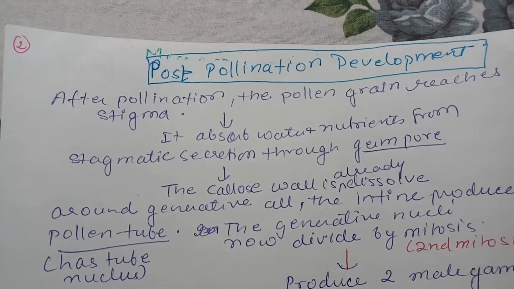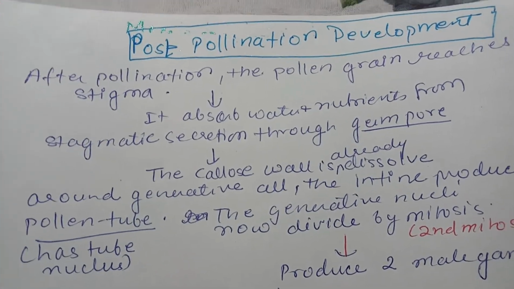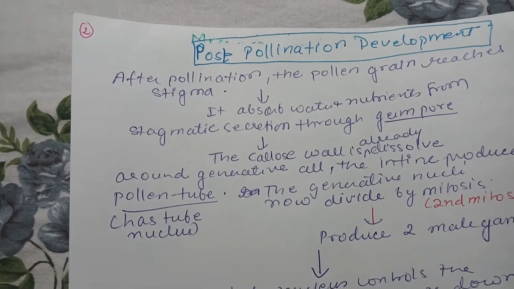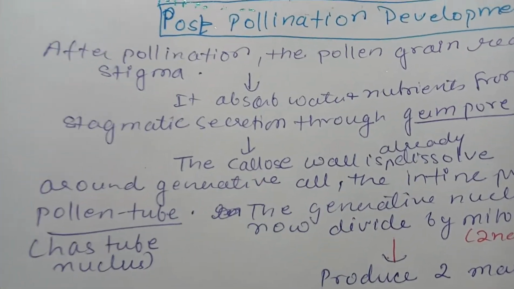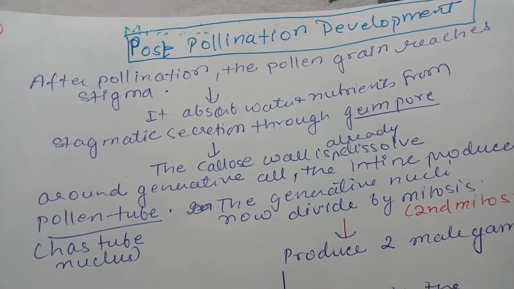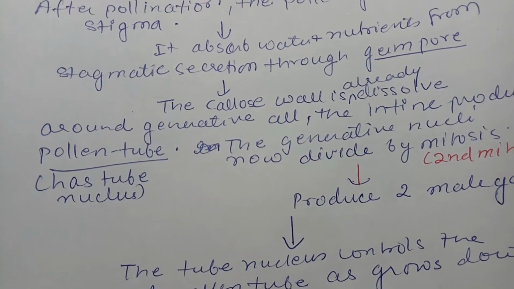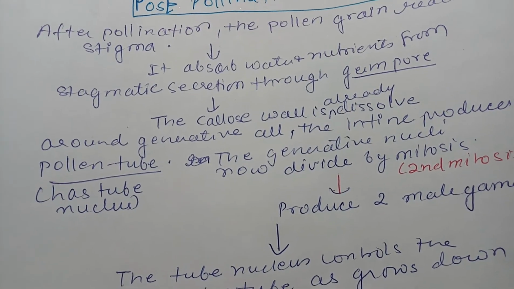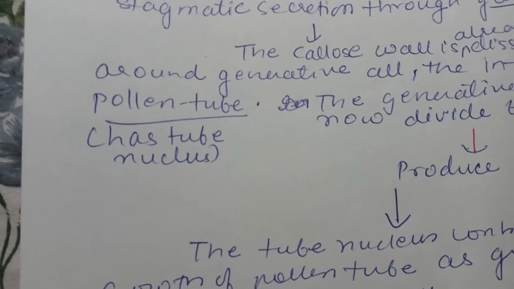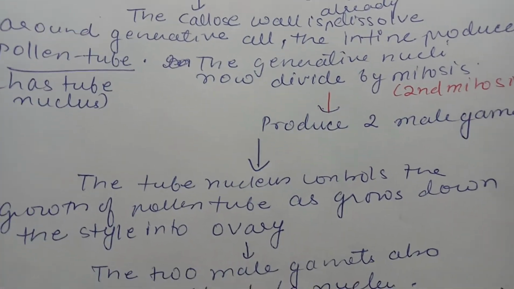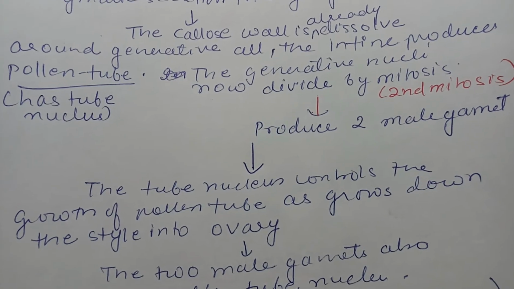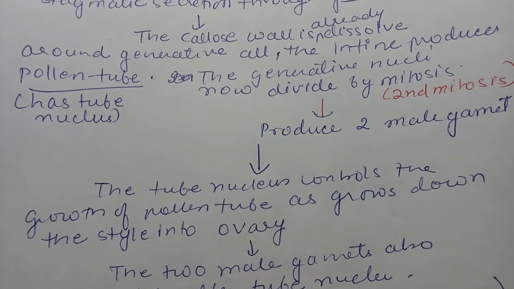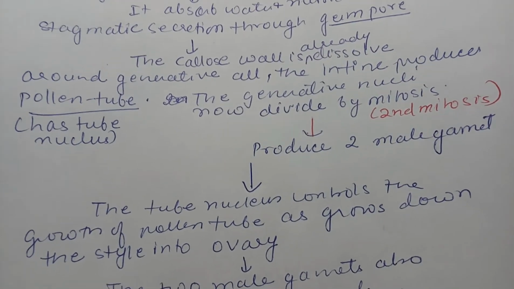After pollination, the pollen grain reaches the stigma, and when it reaches the stigma, it absorbs water and nutrients from the stigmatic secretion through the germ pore. And I have already discussed that the callose will dissolve and the formation of the pollen tube occurs. Now this pollen tube contains the tube nucleus. What is the function of the tube nucleus? The tube nucleus controls the growth of the pollen tube as it grows down the style into the ovary. So it actually guides the pollen tube.